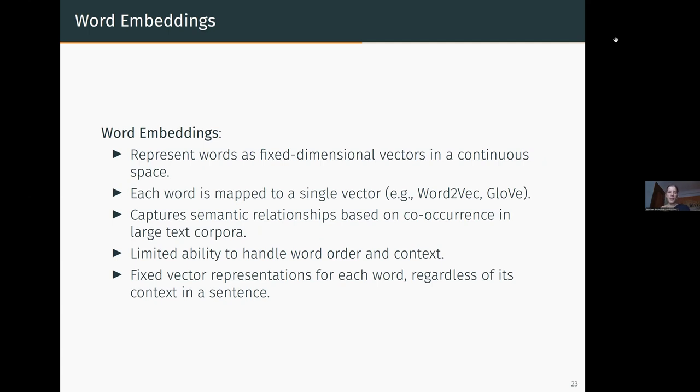So what we want to do is represent words as fixed-dimensional vectors in a continuous space. If we have a text of, say, 100 words, then we have a potential 100-dimensional space. We want to limit that. That's why we use singular value decomposition. We therefore map each word to a single vector, and we can do that with lots of methods like word2vec or GloVe. There are lots of ways to do this. Then the relationship between the vectors is the same as the semantic relationship between the words. That is based on co-occurrence in the large text corpora we have. So we get fixed vector representations for each word, regardless of its context in the sentence.